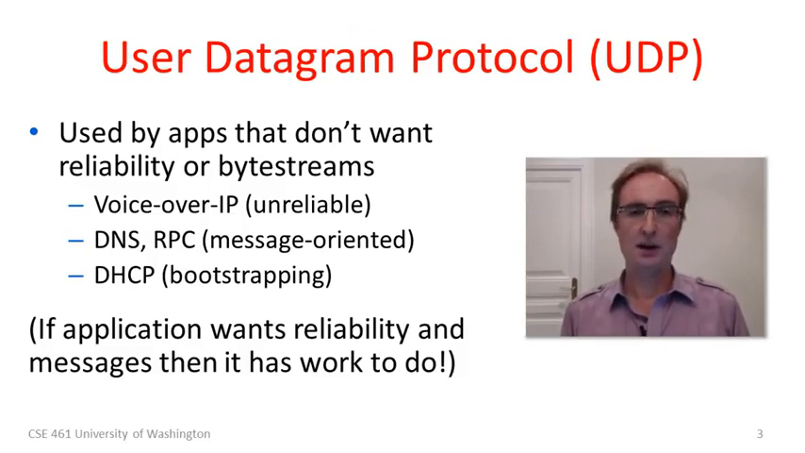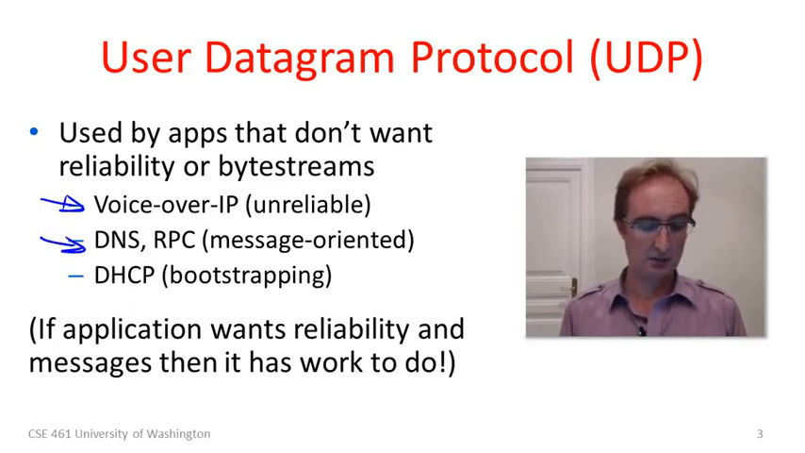Okay, so UDP as a datagram protocol, an unreliable one at that, is used by applications that either don't want reliability or that don't want some other kind of abstraction than messages, such as a byte stream. So there are several examples here. One example is a voice over IP application. Typically for real-time conferencing, we don't want reliability there, so UDP is a good fit.